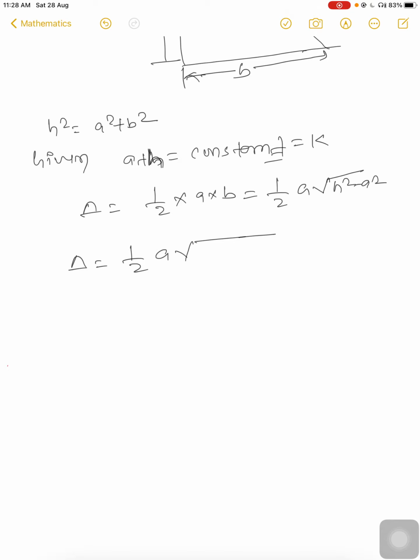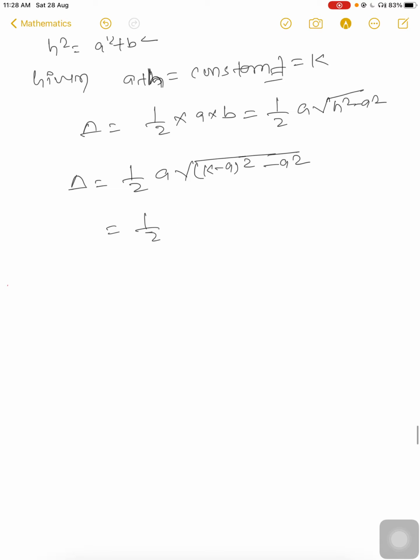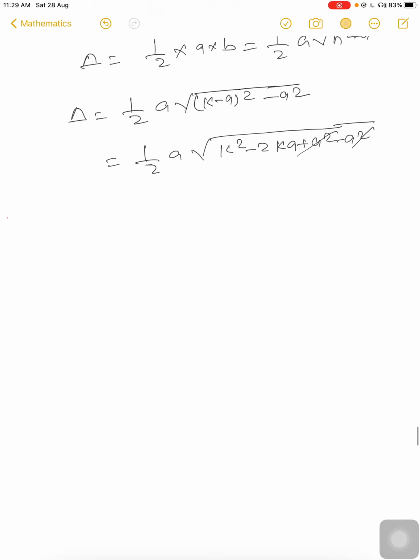So area is equal to half A root under A plus H times A, and H is equal to K minus A. So it will be half A root under K square minus 2KA plus A square minus A square.